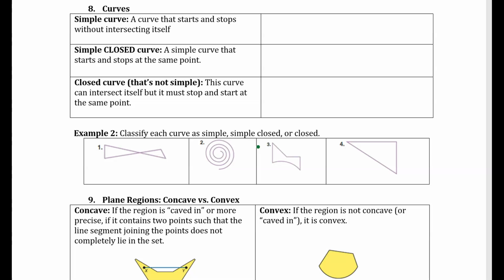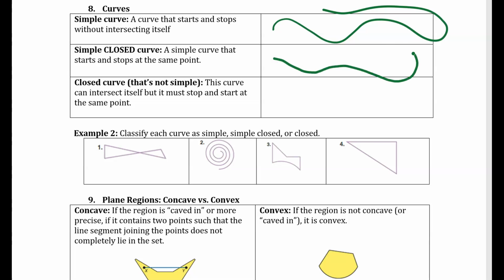So a simple curve is a curve that starts and stops without intersecting itself. So we start and it can curve around and then it stops, but it doesn't intersect itself. It doesn't necessarily have to close, but it could. A simple closed curve is one that starts and stops at the same point, so it ends up being closed. So like this would be a simple closed curve.